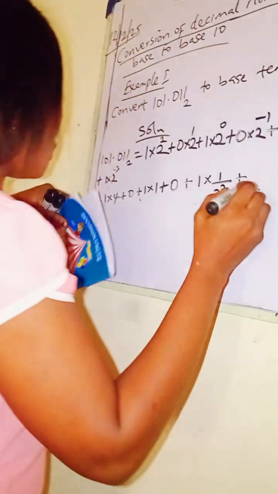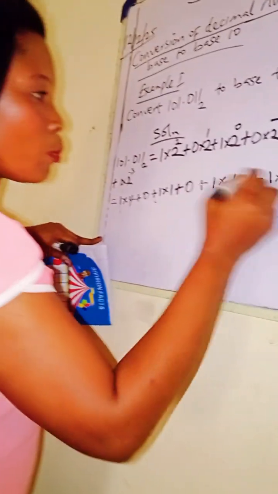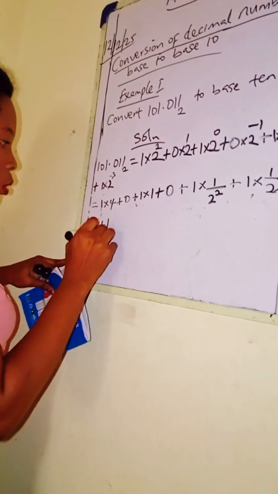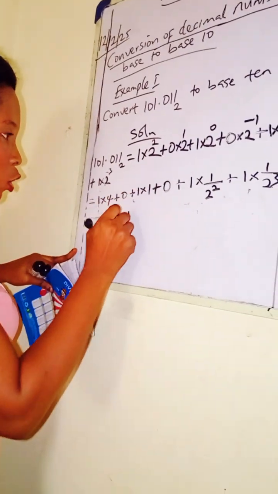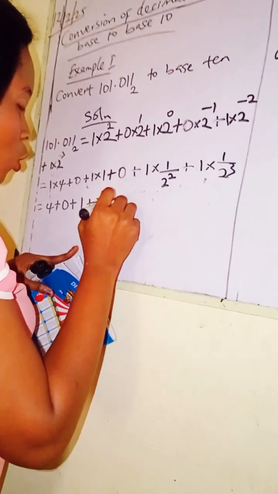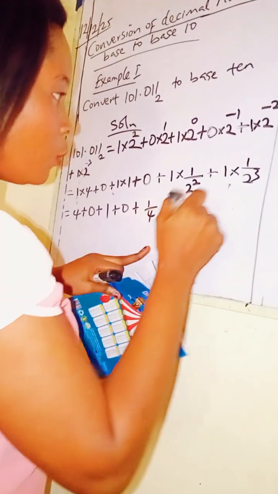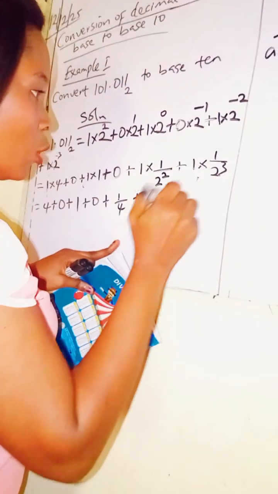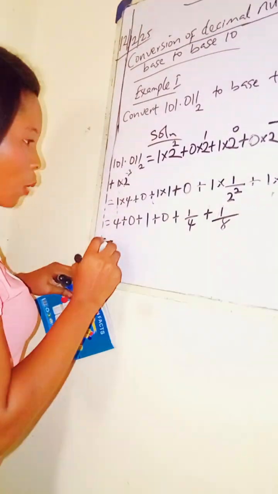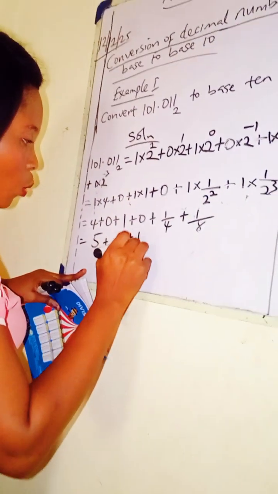Then you have plus 1 times 1 all over 2 raised to power 3. So 4 times 1 will give us 4. Plus 0. Plus 1 times 1 will give us 1. Plus 0. Plus 1 times 1 will give us 1. So 1 all over 2 raised to power 2 will give us 4. Plus 1 times 1 will give us 1, and 2 raised to power 3 will give us 8. So now add 4 plus 1, which will give us 5, plus 1 all over 4 plus 1 all over 8.